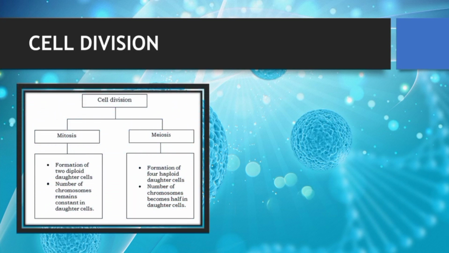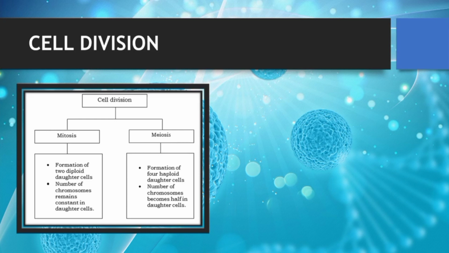For cell division, it would include mitosis or meiosis. Kapag sinabi natin mitosis, this is when body cells or somatic cells undergo division. And when we say meiosis, yung sex cells, the sperm cell and the egg cell naman ang mapoproduce. Alright? Now, mitosis would form two diploid daughter cells. Please remember the term diploid.